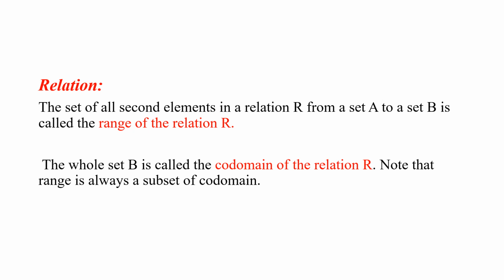Now what about B? Until now we were insisting only on the set A. So what happens to B? The whole set B is called the codomain of the relation capital R. Note that the range is always a subset of the codomain. So this is how we define a relation. A relation is represented by the Cartesian product A cross B, with its domain and range, and B is called the codomain.